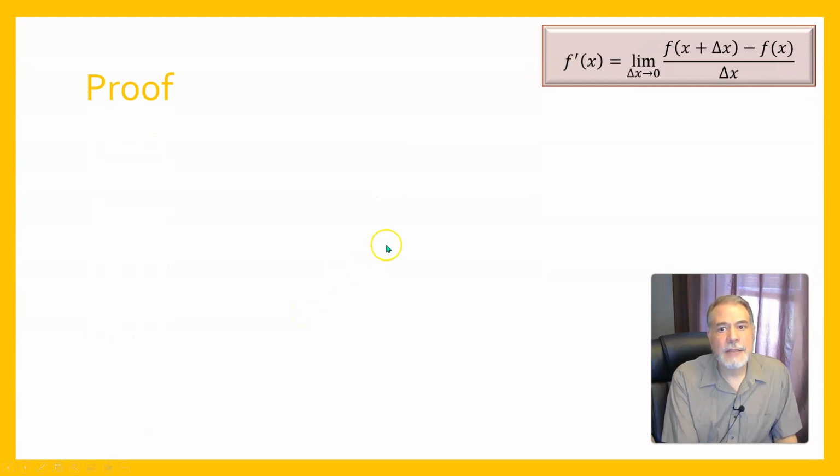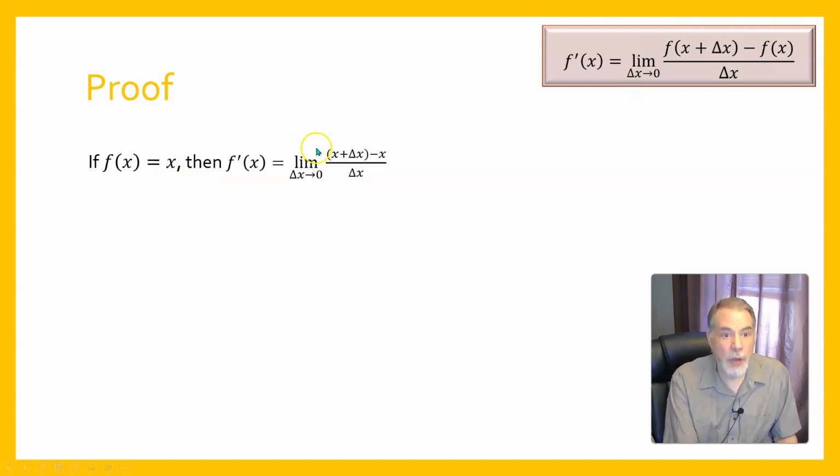So to prove this, f of x plus delta x would be x plus delta x. You just replace the x with x plus delta x. f of x is x. So we're looking at the limit as delta x approaches 0 of x plus delta x minus x, over delta x. But that numerator can be simplified. We've got an x plus a delta x minus an x, and this x minus this x add up to 0, or cancel out. So the numerator simplifies to delta x.